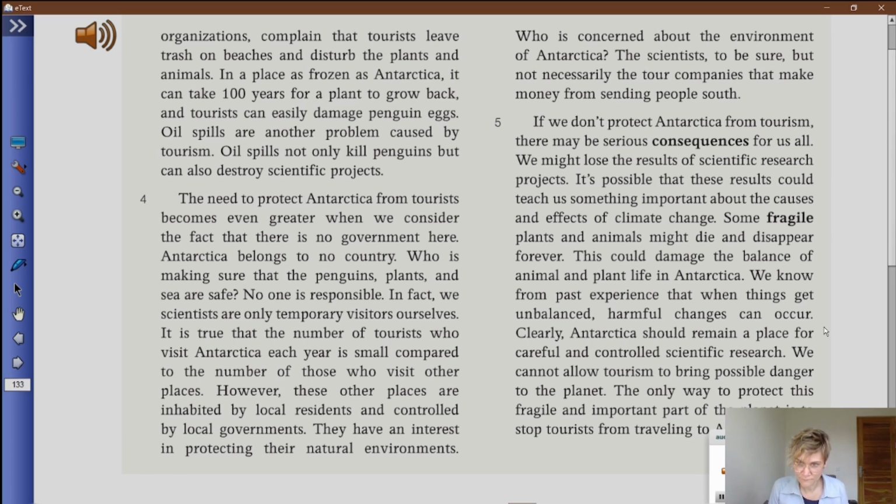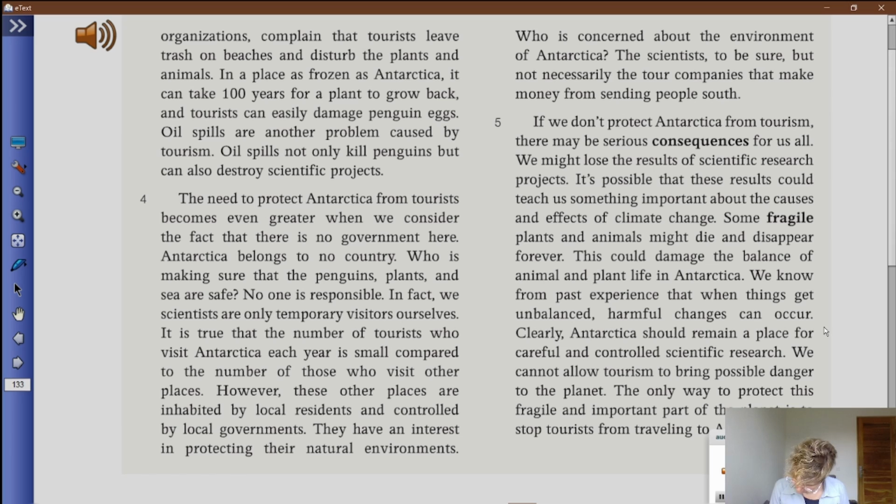It is true that the number of tourists who visit Antarctica each year is small compared to the number of those who visit other places. However, these other places are inhabited by local residents and controlled by local governments. They have an interest in protecting their natural environments. Who is concerned about the environment of Antarctica? The scientists, to be sure, but not necessarily the tour companies that make money from sending people south.